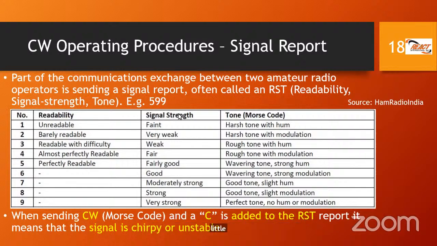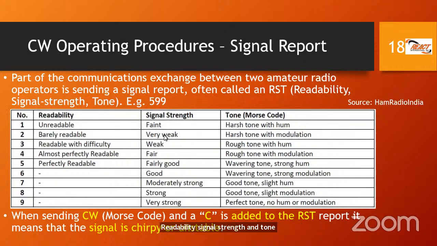For signal strength, what are the ranges of values? It can go from 1 to 9. And what are the values for the tone? It can go from 1 to 9 also. So you can have an RST of 599, and that simply means it's perfectly readable, it's very strong, and perfect tone, no hum or modulation. Or it could be some other combination. So this is what we refer to as the RST report, right? Readability, signal strength, and tone.